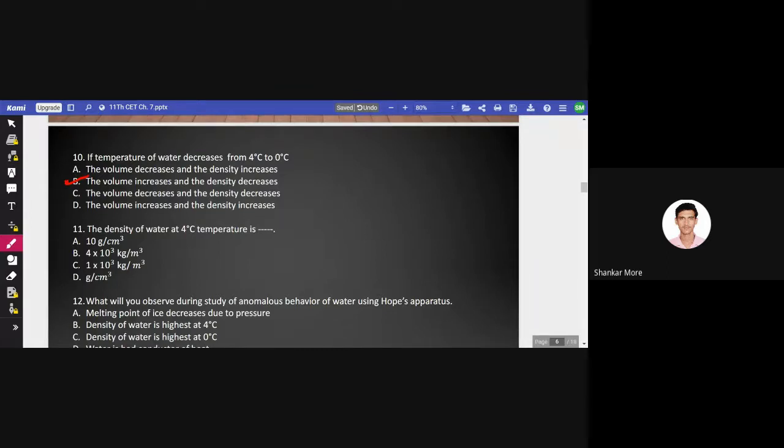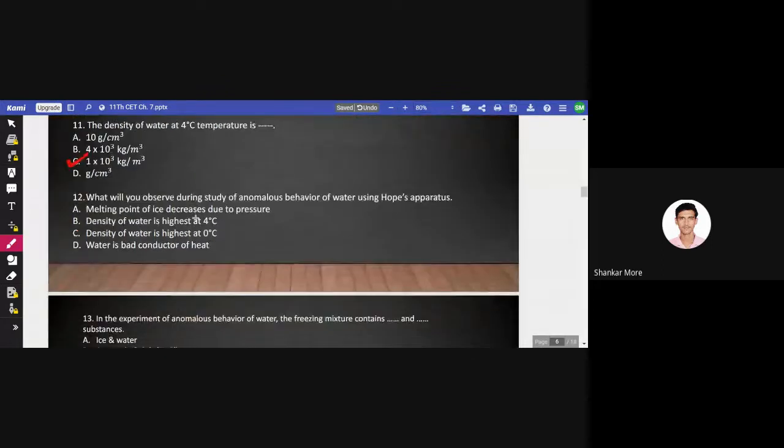A, B, C, D. Okay, somebody has written the complete answer. Somebody writes D, grams per centimeter cube. It's not the answer, sorry. 1 multiplied by 10 raised to the power 3 kg per meter cube is the correct answer. That is option C is correct. If you can write the answer, that's really good. But if you can't, that's okay. You can write A, B, C, D.